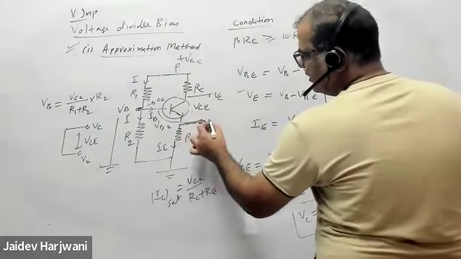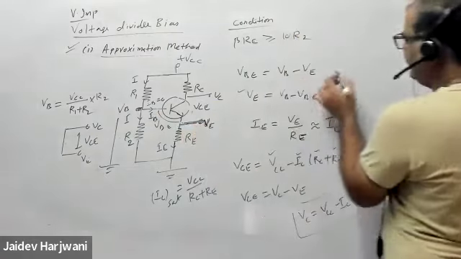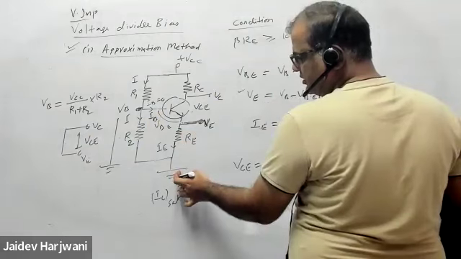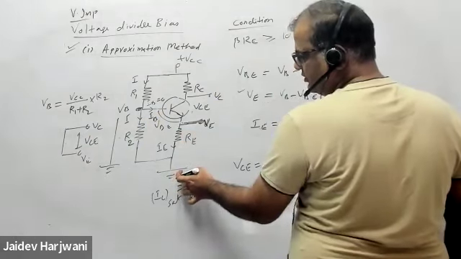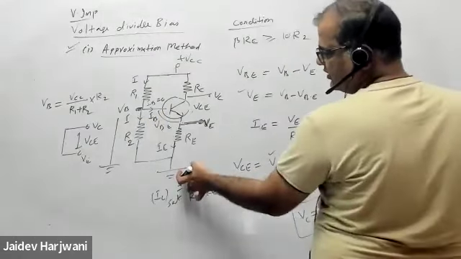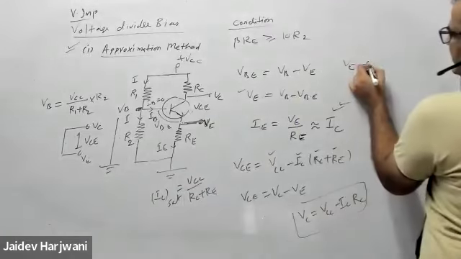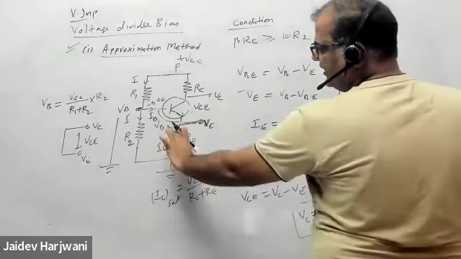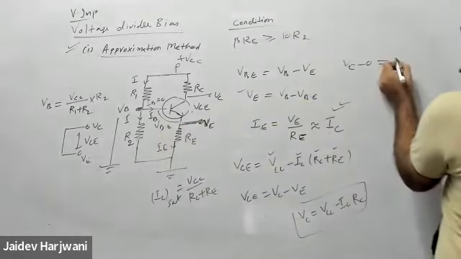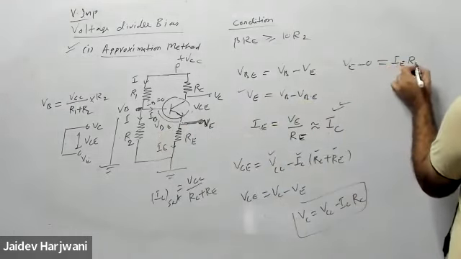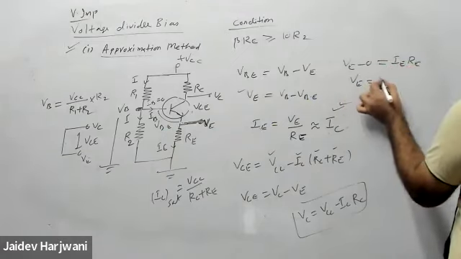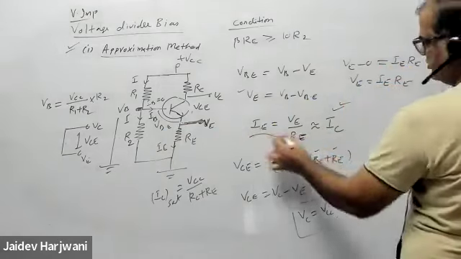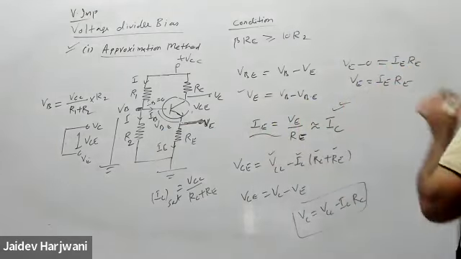VE तो ये रहा, this is VE. So VE is VE, and this is what? This is 0, this is ground. So VE minus 0 equal to what? IE RE, this drop, IE RE. So that same thing I'm writing now: IE RE. So VE is equal to IE RE. So from this you can find IE directly here.